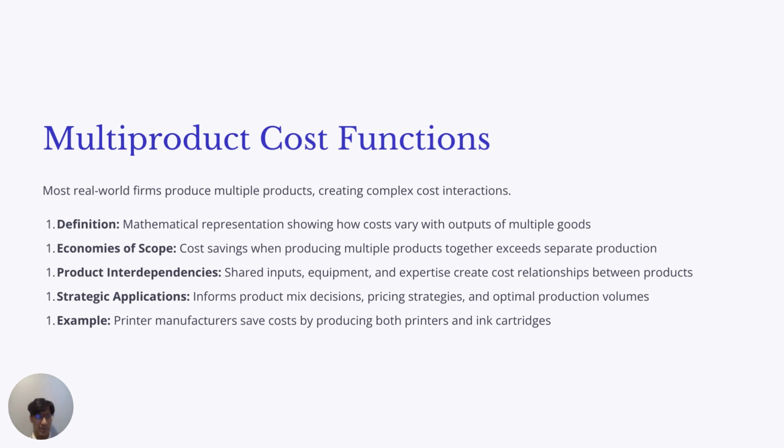Now, let's consider firms that produce multiple products, say printers and ink cartridges. A multi product cost function captures how costs vary with output level for multiple goods. Why does it matter? Because these products often share inputs like labor or warehouse. Understanding how these shared inputs affect overall cost allows managers to plan product mixes more strategically, allocate resources effectively, and avoid mispricing. Multi-product cost analysis helps answer: should we produce both products together or separately?